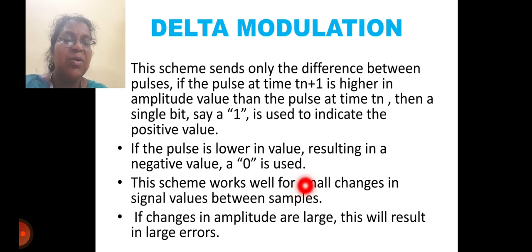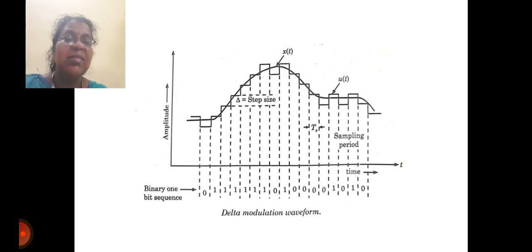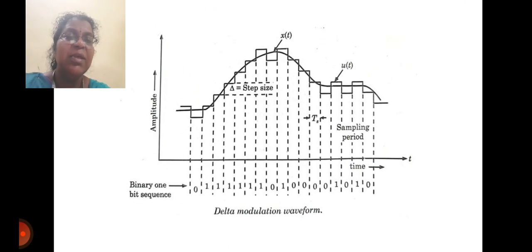So that's what was already said. The adjacent samples should vary only in small values. For that, we go for a higher sampling rate. If these changes in amplitudes are large, this will result in large errors. So now let's see an example of a delta modulation waveform.